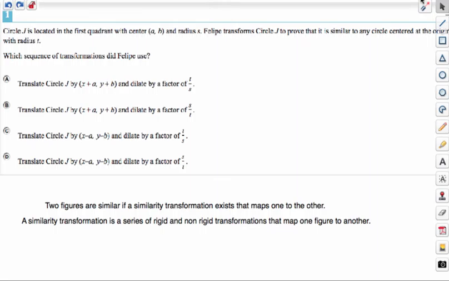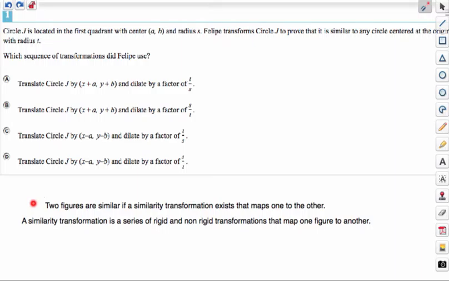This is problem 1 of the geometry end of course practice test. Circle J is located in the first quadrant with center (a, b) and radius S. Felipe transforms circle J to prove that it is similar to any circle centered at the origin with radius T. Which sequence of transformations did Felipe use?